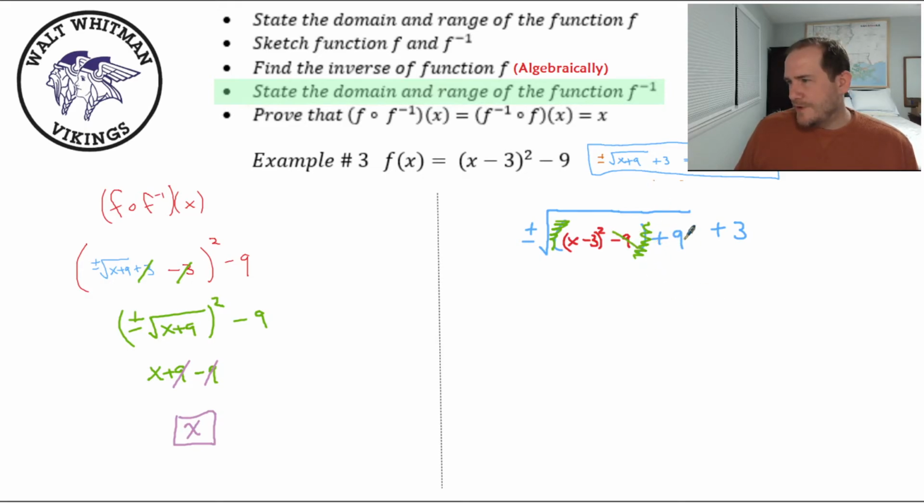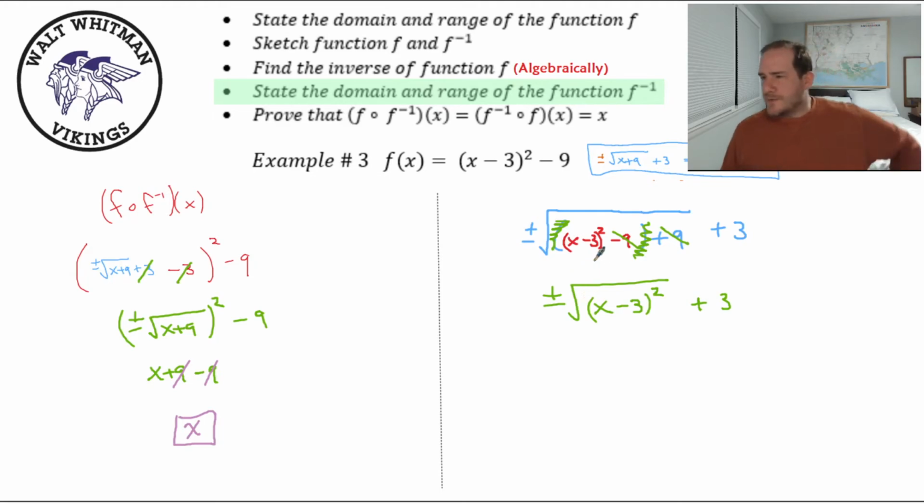Then the 9's would be allowed to cancel. Then you get plus or minus the square root of x minus 3 all squared with the plus 3 on the outside. Things get a little weird here. We said here that if you were to take the square root of something squared, then technically it should be x minus 3 with absolute value bars, right? But then you've also got plus or minus.